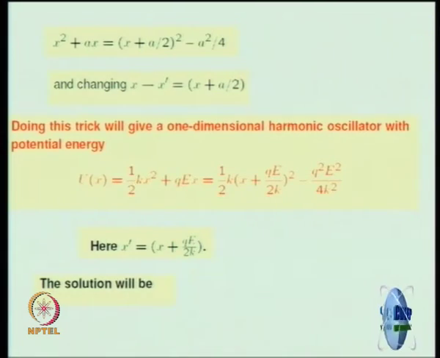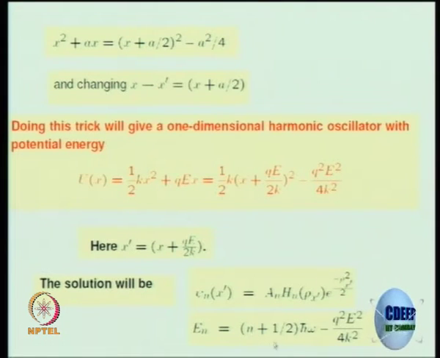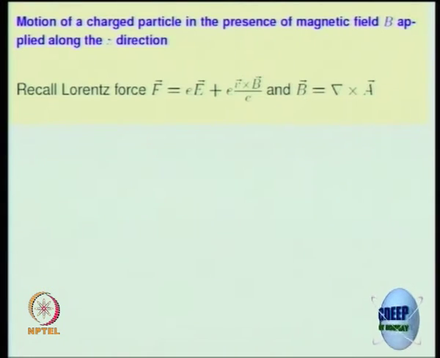Okay, so I have just said here the solution will be shifted by that x prime coordinate, and you can rewrite it in terms of your earlier coordinate, and you can say that the energies are n plus half h cross omega for the excited states, but every energy level is shifted by q squared E squared by 4k squared in the negative direction. Okay.